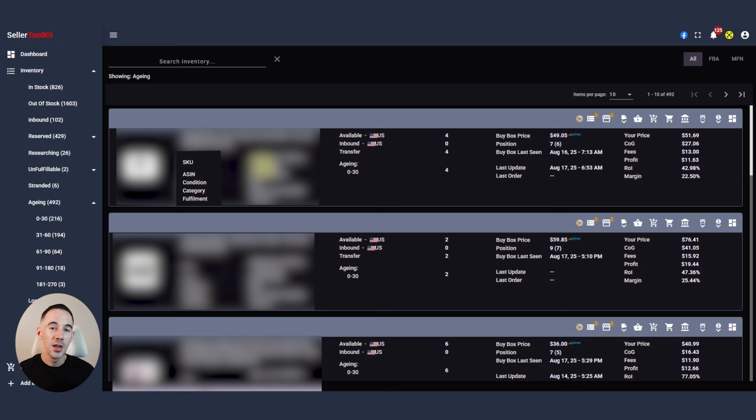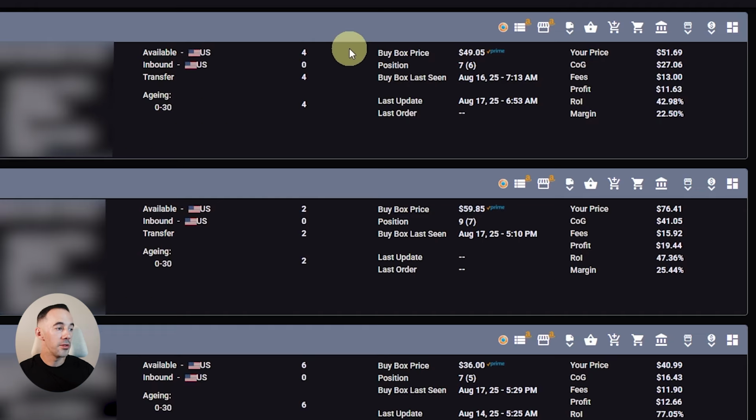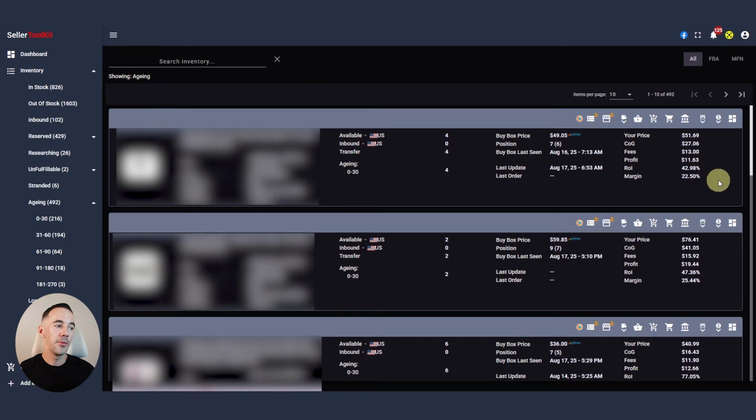It's going to show you the SKU, the ASIN, the condition, the category. And it'll also show you what's going on in the stock. So how much you've got available, how much is being inbound, transferred, and also the age of that stock, which is helpful. And then also what's going on. So your price right now, what your cost of goods are, your fees, your profit, your ROI, and your margin. Super, super helpful if you just want to jump in, start analyzing your stock.